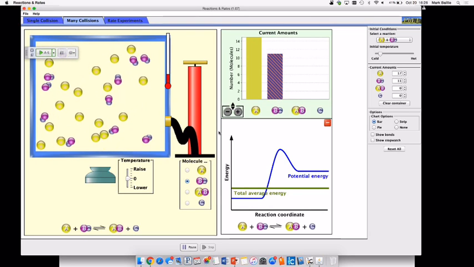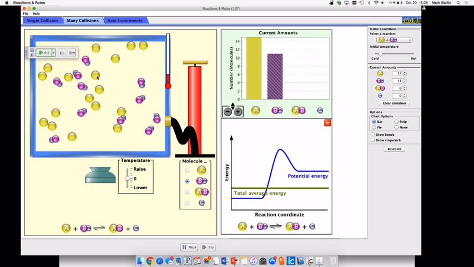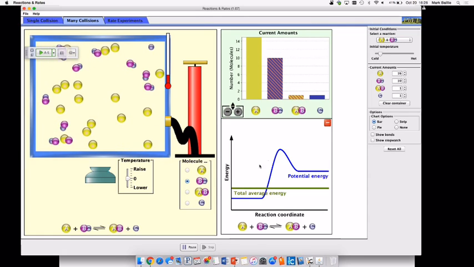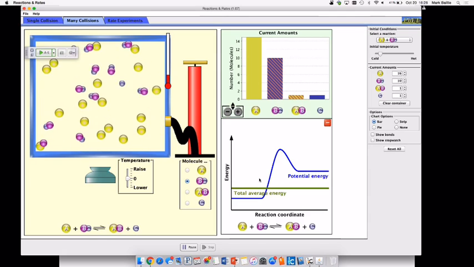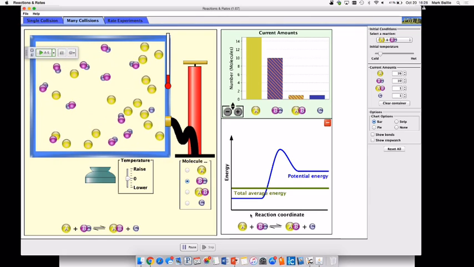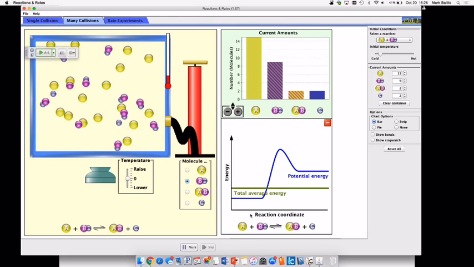So there's a lot going on in this interactive simulation, right? We show a bar graph of how many, we can actually see them moving around, and we can see the potential energy diagram. Should any have reacted based on where we are, the total average energy versus the activation energy? Should anything have reacted?